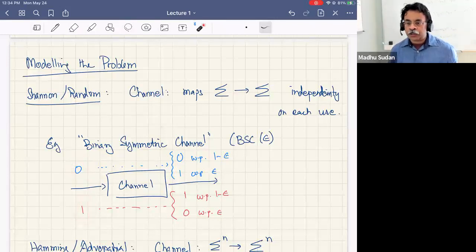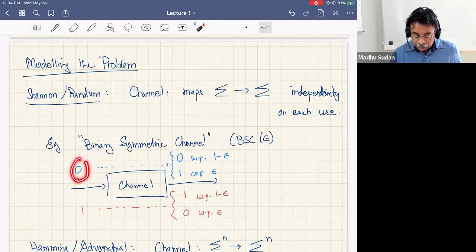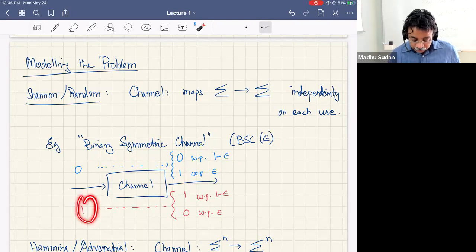So it's a very simple example, and this is going to be the example we'll focus on in lectures 3 and 4, the binary symmetric channel with some parameter, let's call it epsilon today. On this channel, you can transmit a 0, and the receiver will receive a 0 with high probability, let's say 1 minus epsilon. But with some probability, it'll get flipped and you will see a 1. If you send a 1, the receiver will see a 1, again with probability 1 minus epsilon, but might see a 0 with probability epsilon.